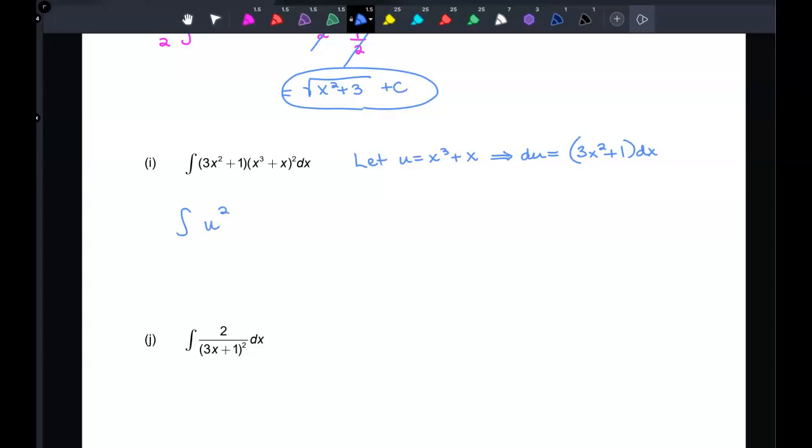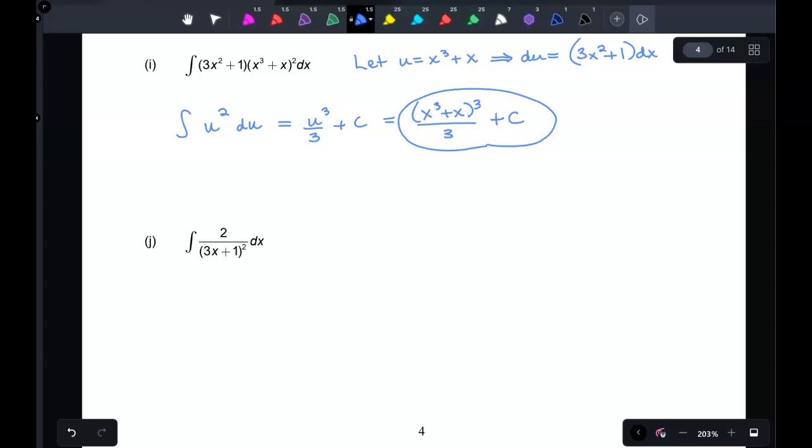Okay, so this just becomes u squared du, right? Because all this stuff went away and was replaced with du. So it just becomes u to the 3rd over 3. So x cubed plus x to the 3rd over 3 plus c. Last one. Okay. I think we should do this one on our own. You want to try that one on your own? Go for it. You could do that while I'm passing out the worksheets.